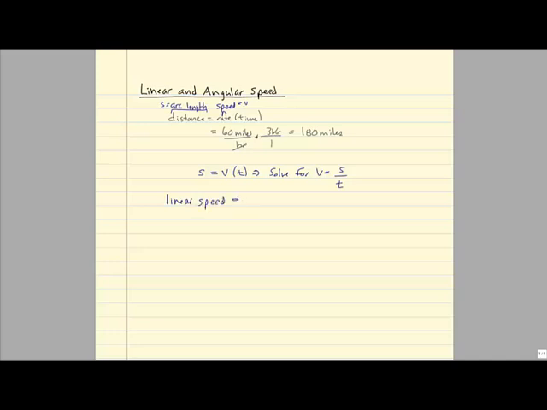Now this formula is good for a lot of other things other than just v equals s over t. For instance, I could look at this same formula and I could solve it for t, or I could solve it for s. So it kind of depends on what information you're provided and what you're being asked for. Now there's another formula that we can also work with, and it's called angular speed.